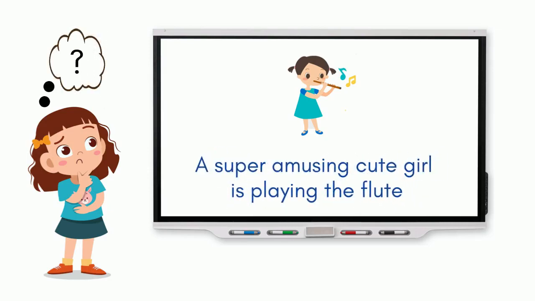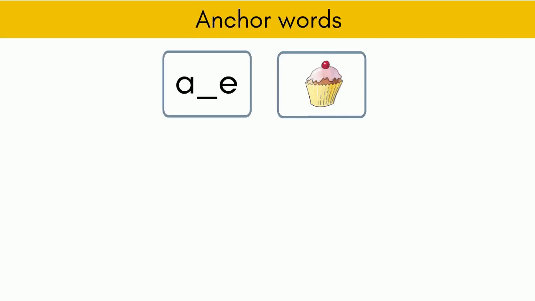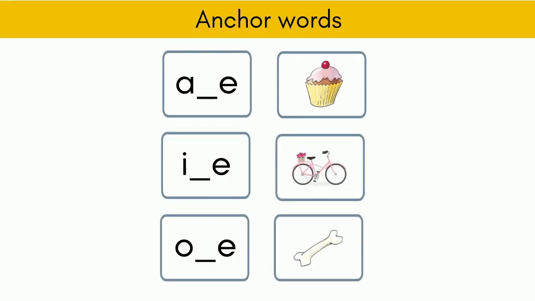This is, of course, just a very helpful guideline. It is not a rule, and even the guideline doesn't work very well for the vowels E and U. Magic E can also be introduced through anchor words, such as A, cake, I, bike, and O, bone, and learned through games, stories, writing activities, songs, just like with other phonics families.